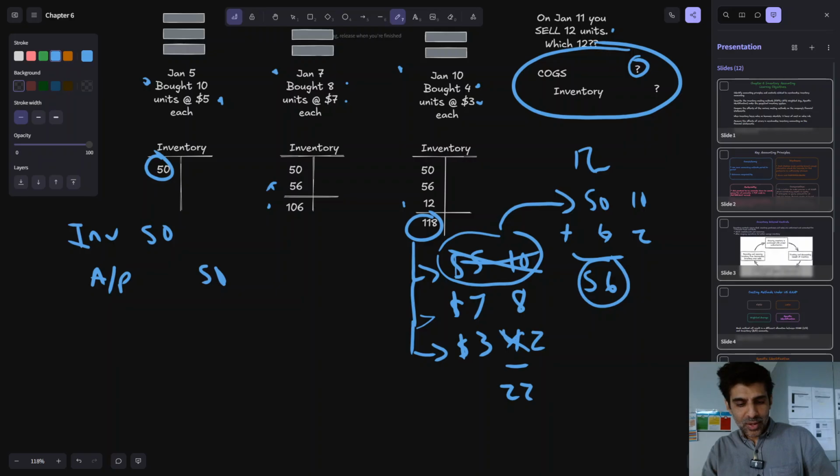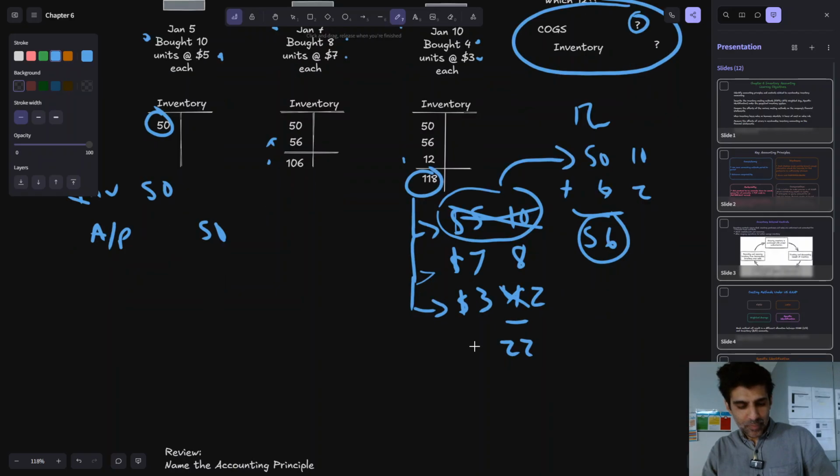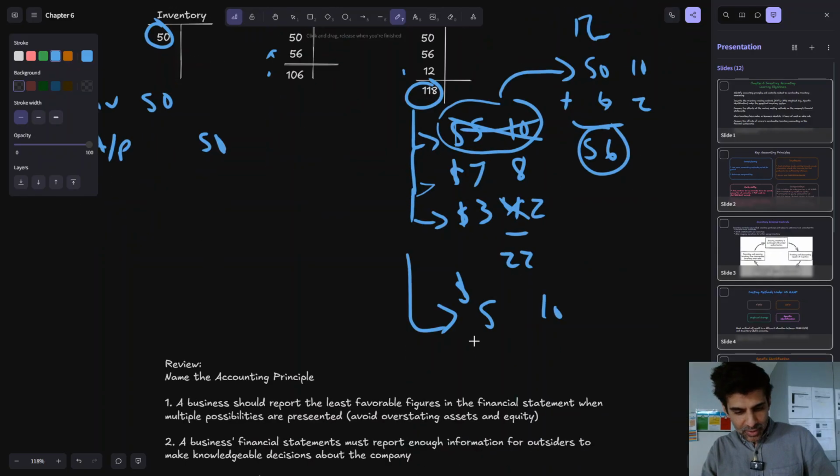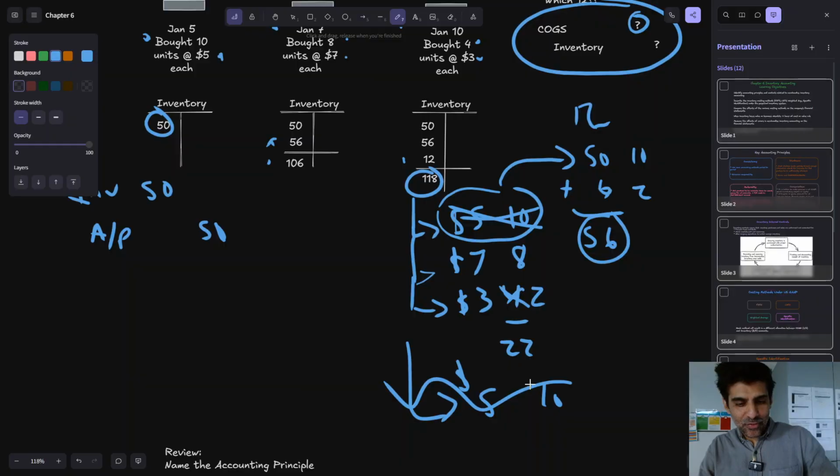Or we could do maybe, again, we have $5, 10. Oh man, I'm running out of space. Okay, I'll just do it in our heads, okay? Maybe we'll do 6 from this $5. So this 10 will become 4, and the cost of goods sold. Okay, so how should I draw this?